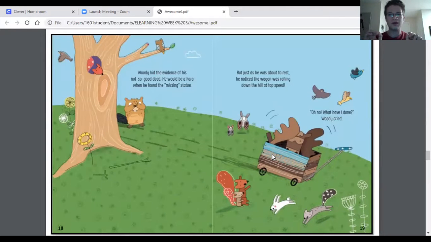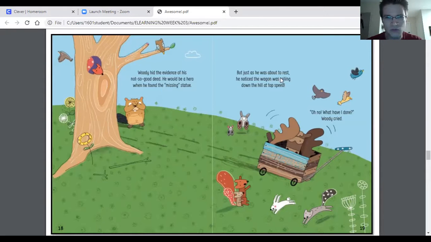Ooh. So now we know a little bit more about what Woody wants. Woody doesn't want to cause trouble. He wants to be a hero, just like Marvin. Because look at what it says. He says he would be a hero when he found the missing statue. So he destroyed the statue so that people would think that he had found it later. He was trying to be a hero. He's trying to get attention just like his friend Marvin is.